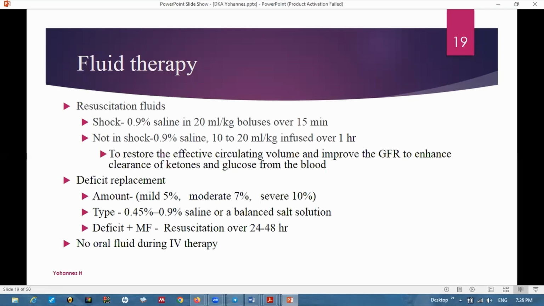We will use 2 times maintenance plus deficit minus the resuscitation over 48 hours. If the patient is in shock, we don't subtract the fluid which was given for shock management. There should not be oral fluid during the IV therapy.